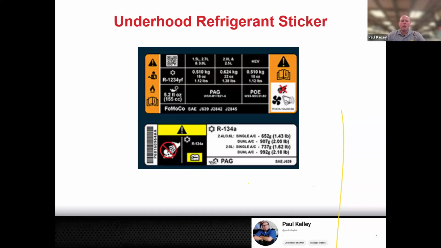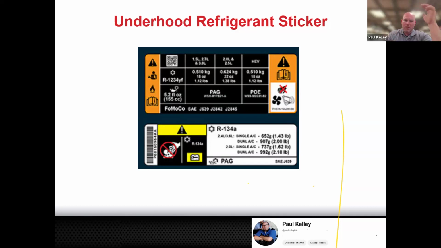Now, coming on from there. This sticker is interesting. It's a Ford sticker, but if you notice right here, it talks about the 1.5 liter or the 2.7, the 2 liter, and the hybrid electric vehicle. So it depends on what engine's in there. They all run R1234yf refrigerant, but they have varying amounts of refrigerant. So the 1.5 or the 2.7 call for 0.510 kilograms of refrigerant. That's not oil, that's the refrigerant, 0.510 kilograms of the R1234yf.